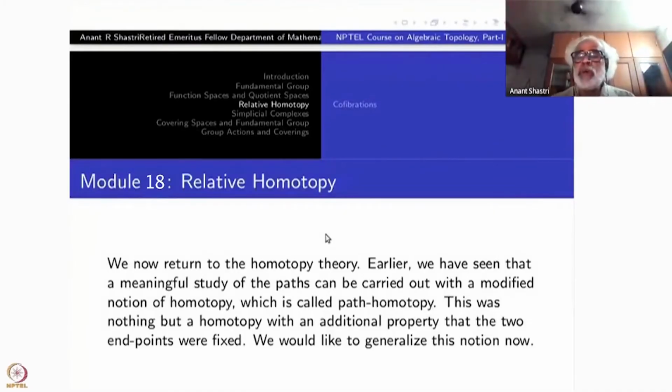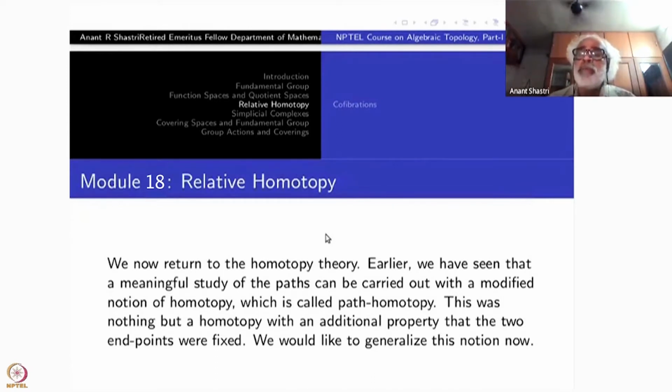So, with a lot of background from topology, now we return back to our homotopy theory. Earlier, we had defined the notion of homotopy, and then while dealing with loops and the fundamental group, we modified it.